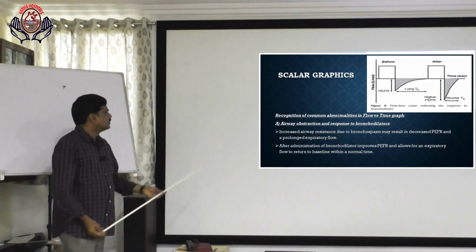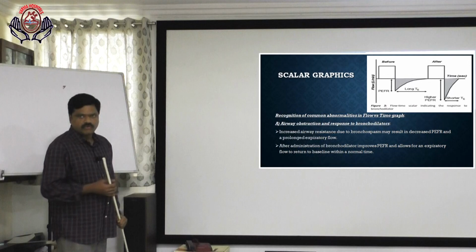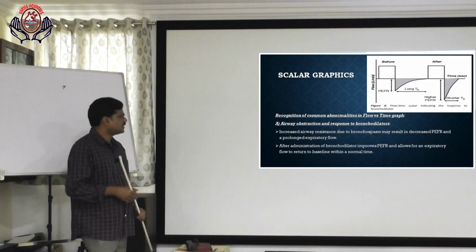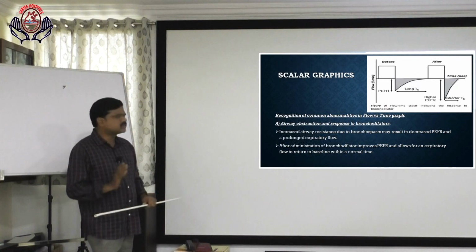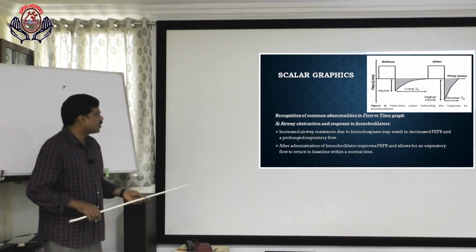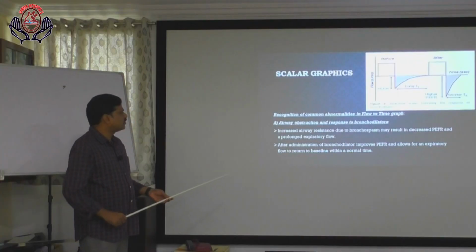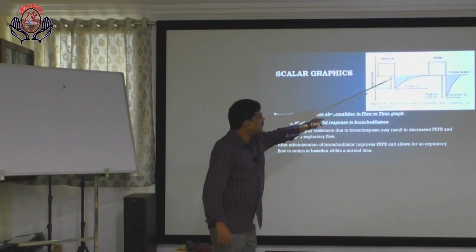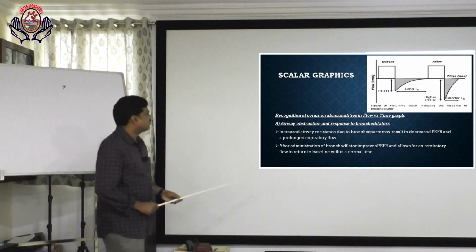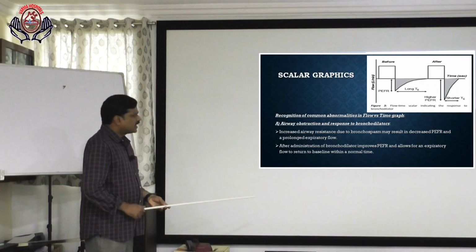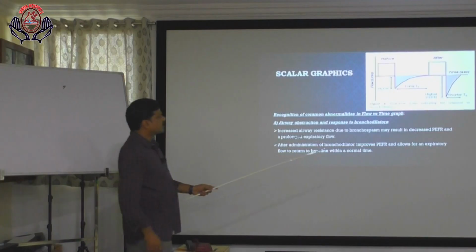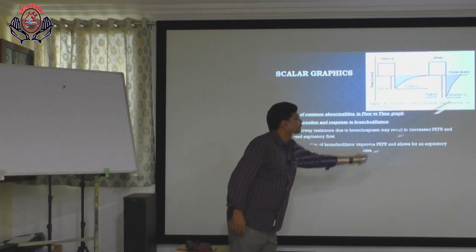Scalar graphics: recognition of common abnormalities in the flow versus time graph. Airway obstruction and response to bronchodilators. Increased airway resistance due to bronchospasm may result in decreased PEFR, peak expiratory flow rate, and prolonged expiratory flow. After administration of a bronchodilator, PEFR improves and allows the expiratory flow to return to baseline within a normal time. Higher PEFR and shorter TE.